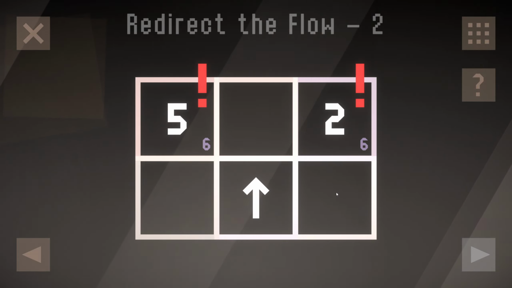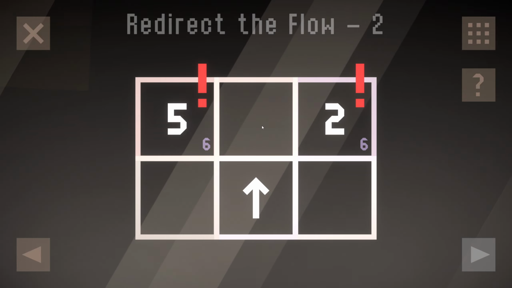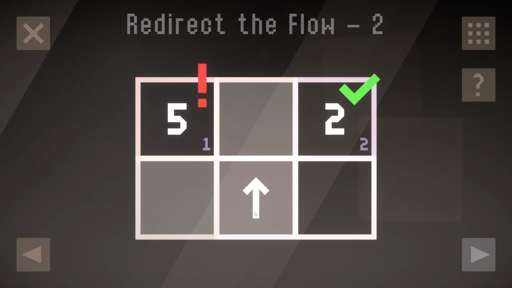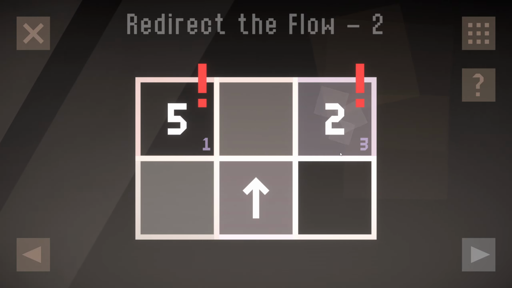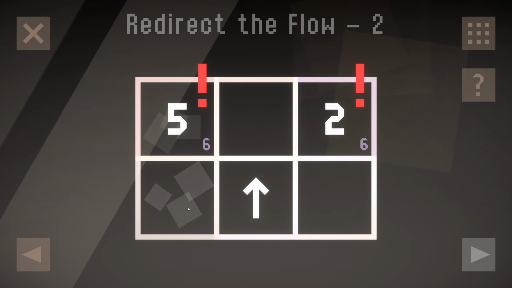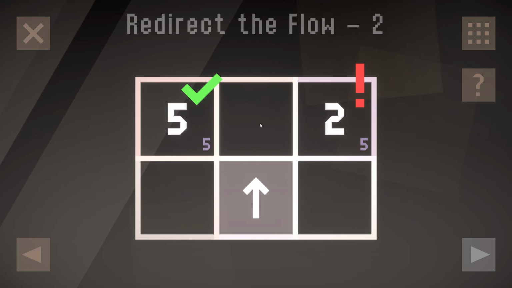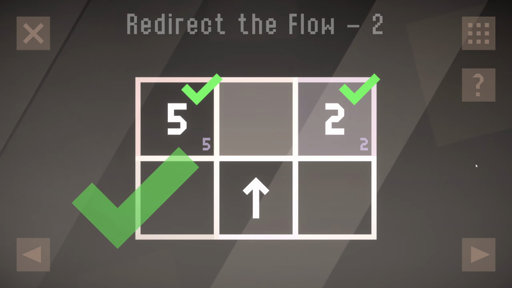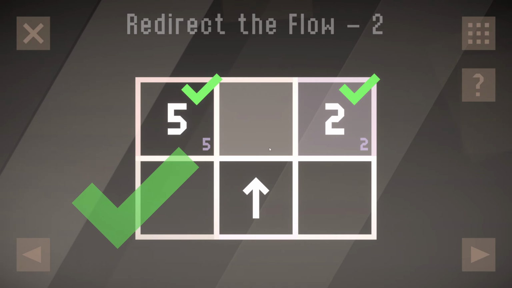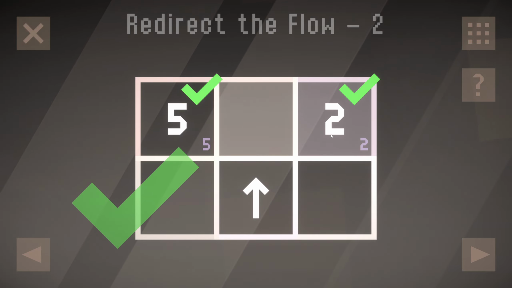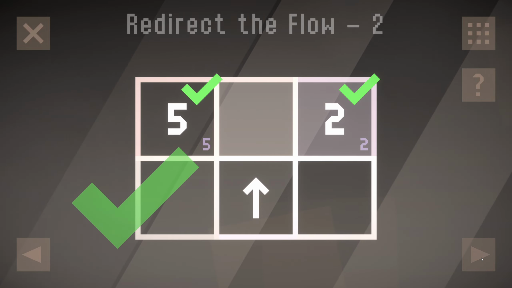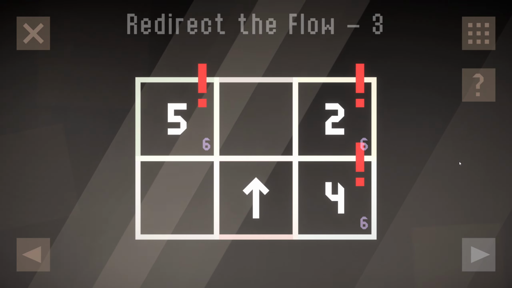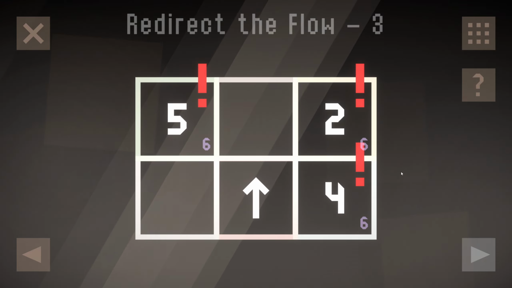So this is going to absorb this. 1, 2, 3, 4. This is going to absorb this, because this cuts off the line. So this is 1, 2, 3, 4, 5. This is left alone. This is a pair of dark tiles. Okay, redirect the flow 3. We're getting there. We're understanding bit by bit.